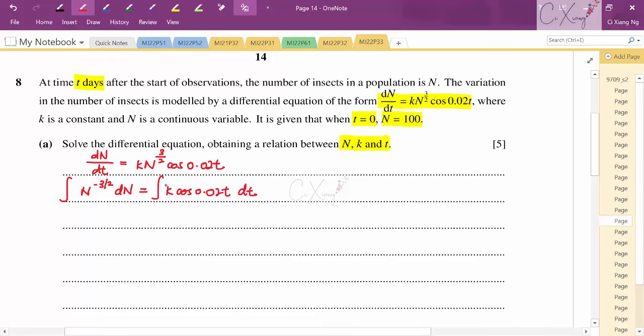So after I separate the variables clearly, we can start the integration. For the integration of n power negative 3 over 2, this is a basic integration where you add 1 to the power and divide by the new power. k is a constant, therefore I just copy. Integrate cos, I will get sine 0.02t and then divided by the differentiation of the 0.02t, I'm having 0.02, and then plus c.